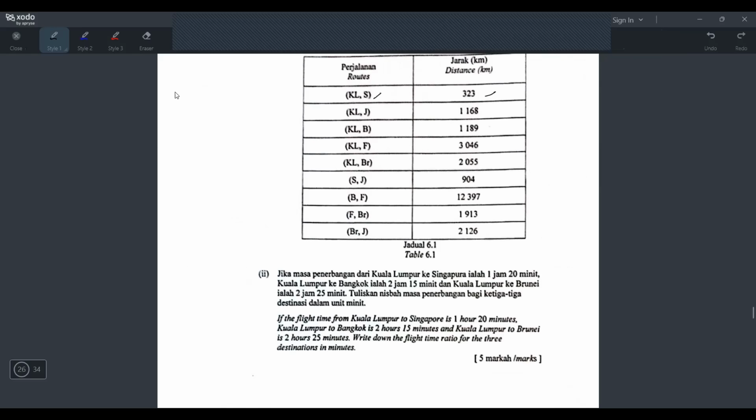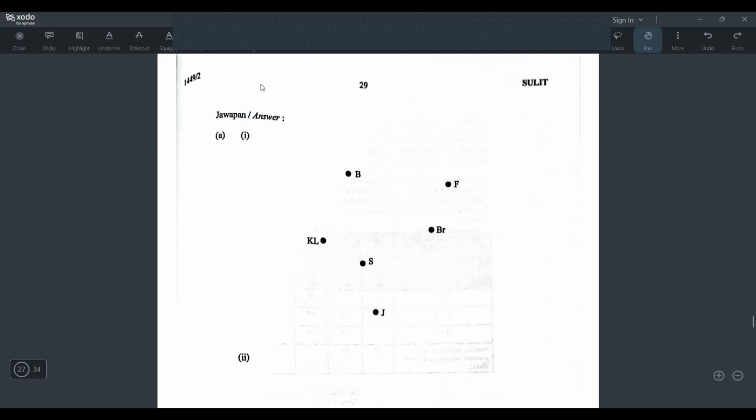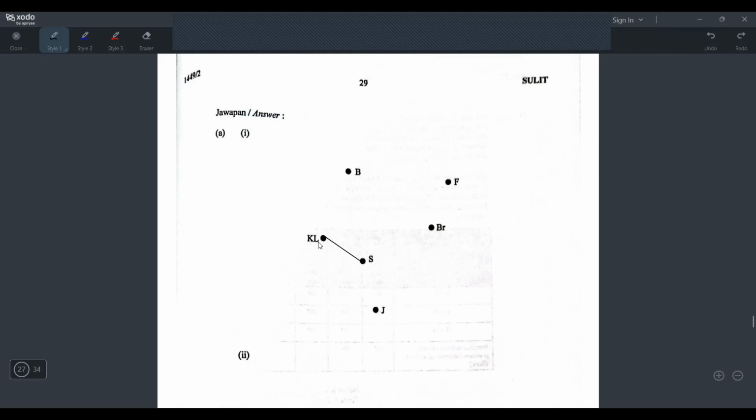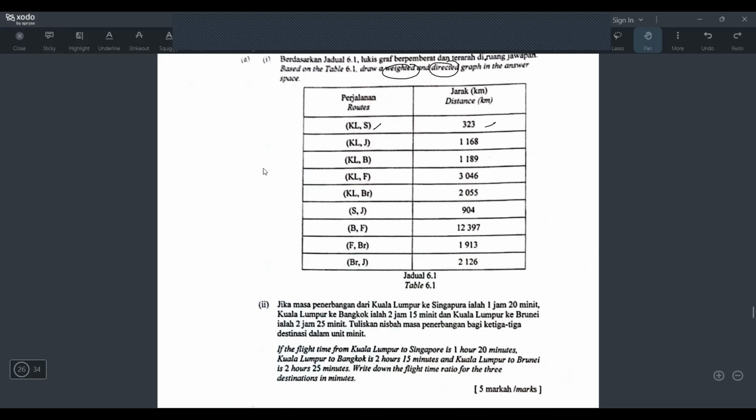So KL to Singapore 323 kilometers. So just draw a line. KL to Singapore 323 kilometers. But you have to put the arrow pointing to S. Later I'll tell you why is it pointing to S. Because, okay, let's look at the table. Because this is a directed graph. It means before comma, we call it the initial vertex. This one, we call it the terminal vertex. Initial vertex, terminal vertex, initial vertex, terminal vertex, and so on. So it means the KL is the starting, Singapore is the ending.